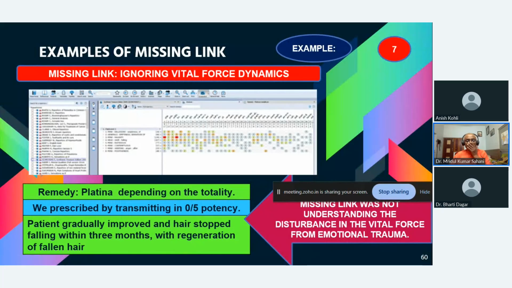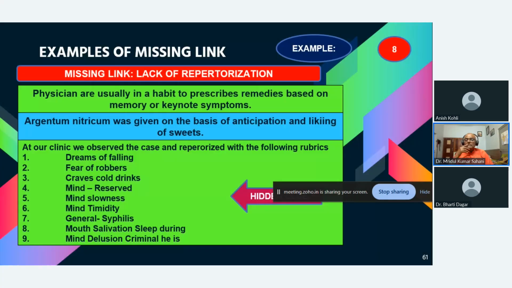Platina, depending on the totality, we prescribed in 0/5 potency. The patient gradually improved and the hair stopped falling within 3 months, with regeneration of the fallen hair. Now coming to case number 8, it is the repertorization.